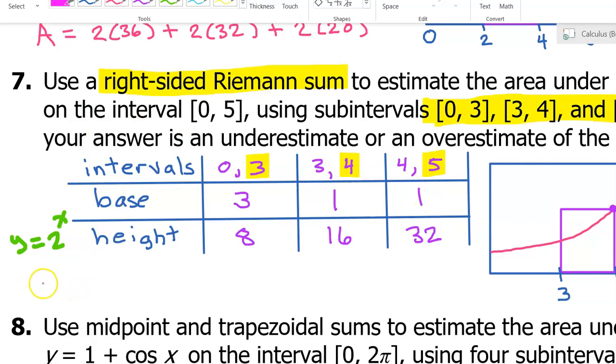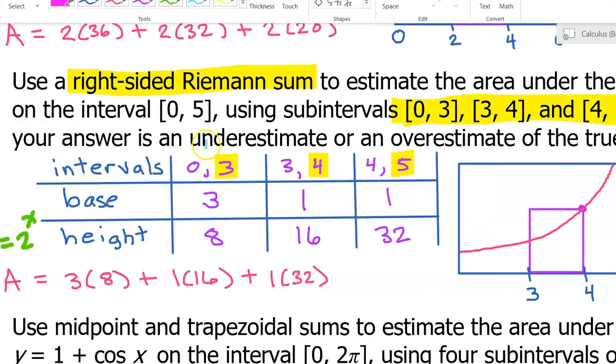Now we are ready to set up the Riemann sum, which will simply be the sum of the area of 3 rectangles. Each rectangle will be base times height. So the first rectangle area will be 3 times 8. And then plus the second rectangle, base times height is 1 times 16. And the third area will be 1 times 32. And that's it. This is the Riemann sum based on the right-sided rectangle method.